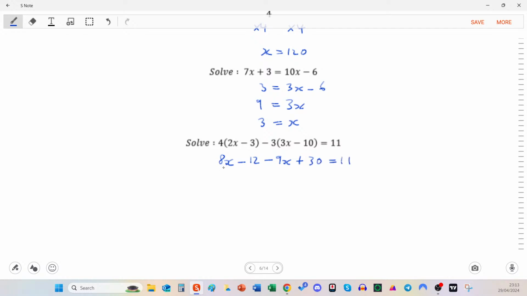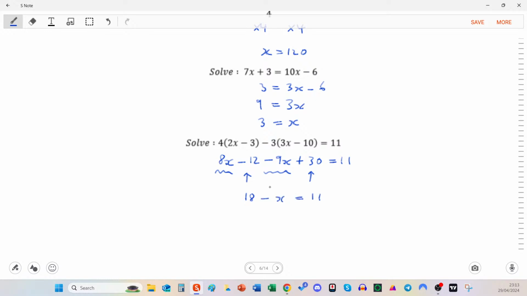Like that. And now we've got some like terms, the x's. And we've got the numbers as well. However you want to highlight these. 30 take away 12 is 18. Let's write that out the front. Still positive. And then 8x minus 9x is minus x.